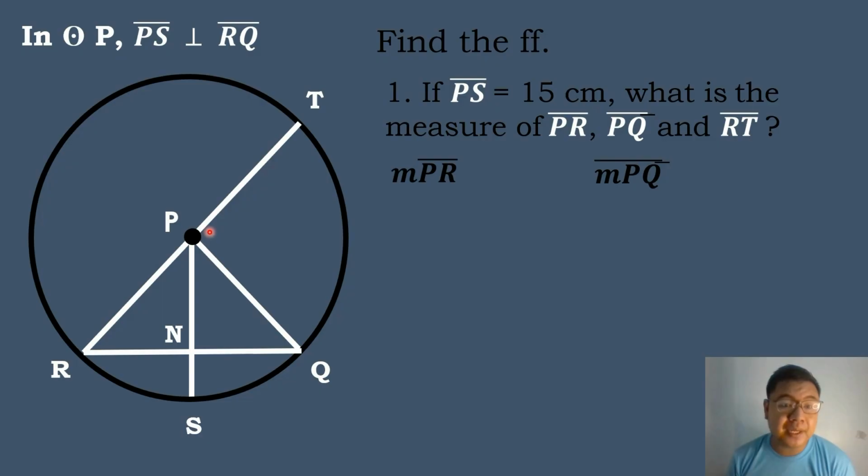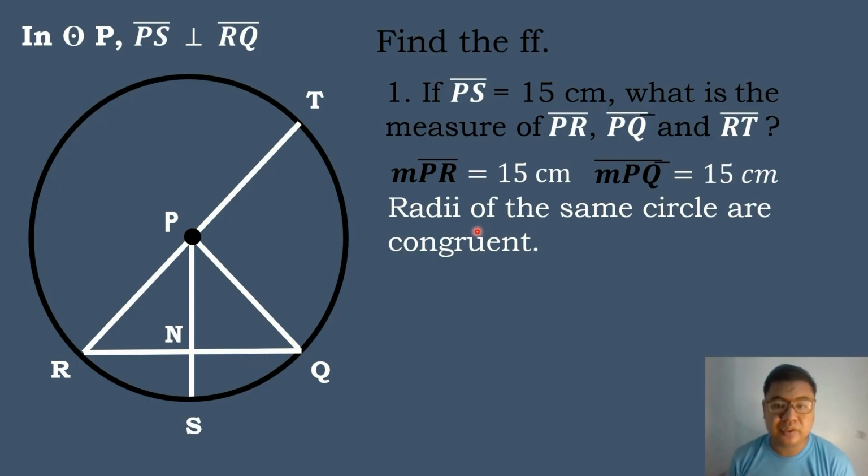Since segment PR and segment PQ are radii, the measure of segment PR and segment PQ is also equal to the measure of segment PS because segment PS is also a radius. And from the given statement earlier, all radii in one circle are congruent. So the measure of these two segments is equal to 15 cm.